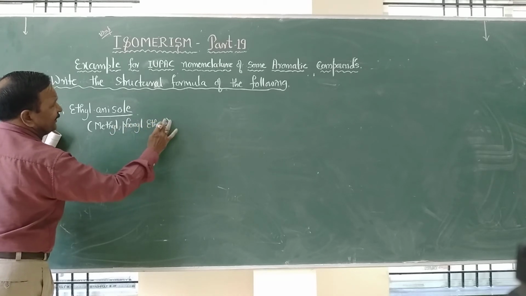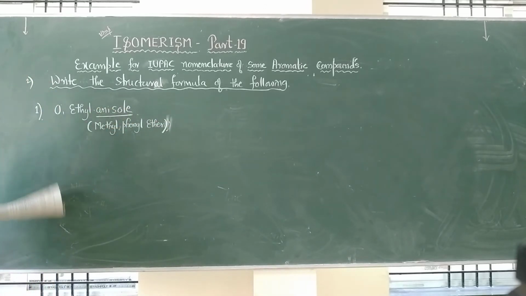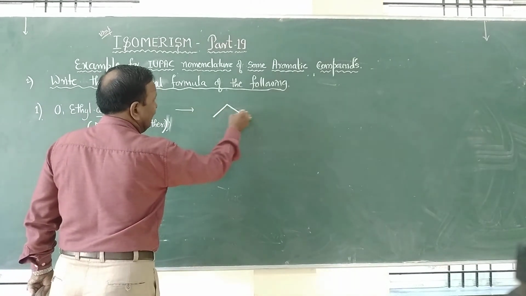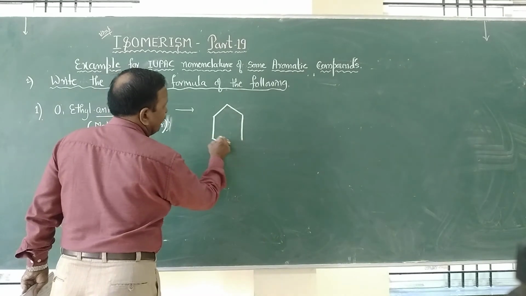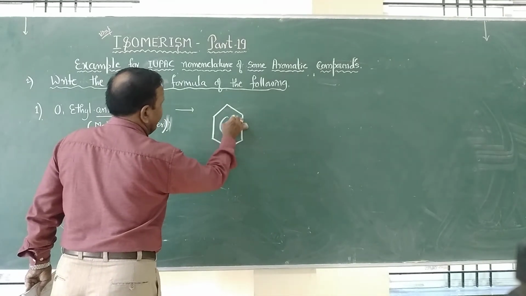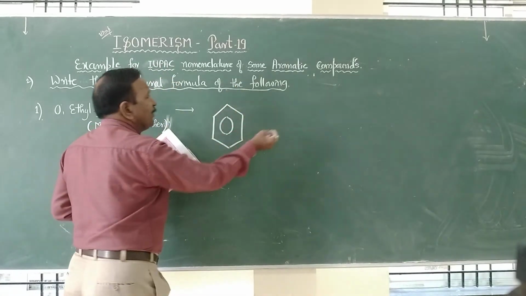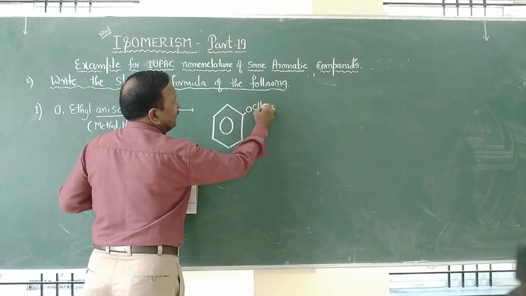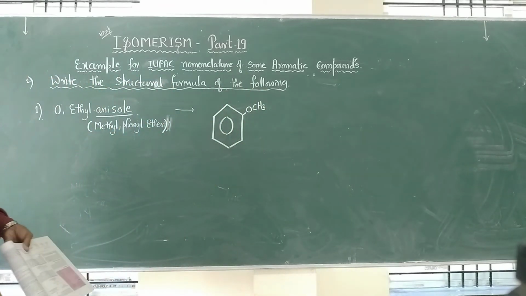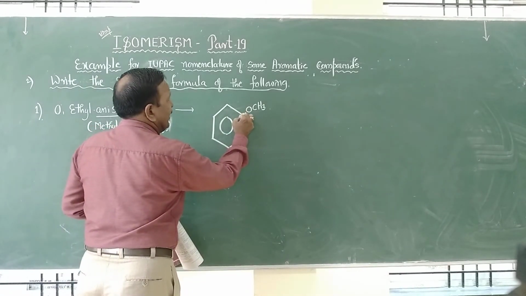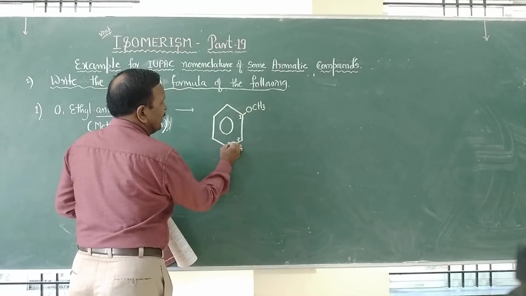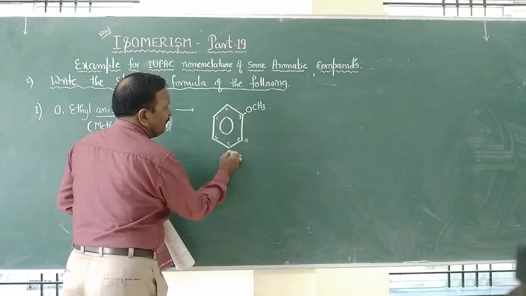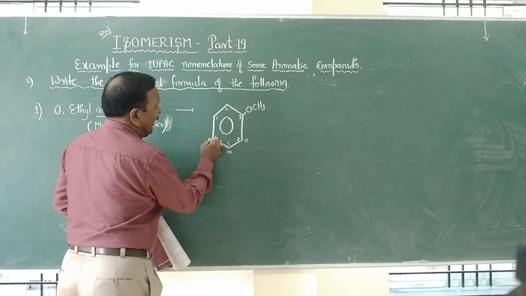Methyl phenyl ether. That is called anisole. So, the structure for this will be, this is phenyl benzene ring. One H is removed. By anywhere you can write. If you write here, it will be number 1. So this is CH3, or you can write methyl group. So this will be number 1. Automatically number 2, number 3, number 4, number 5, number 6. And 2 will be ortho, 3 will be meta, 4 will be para.